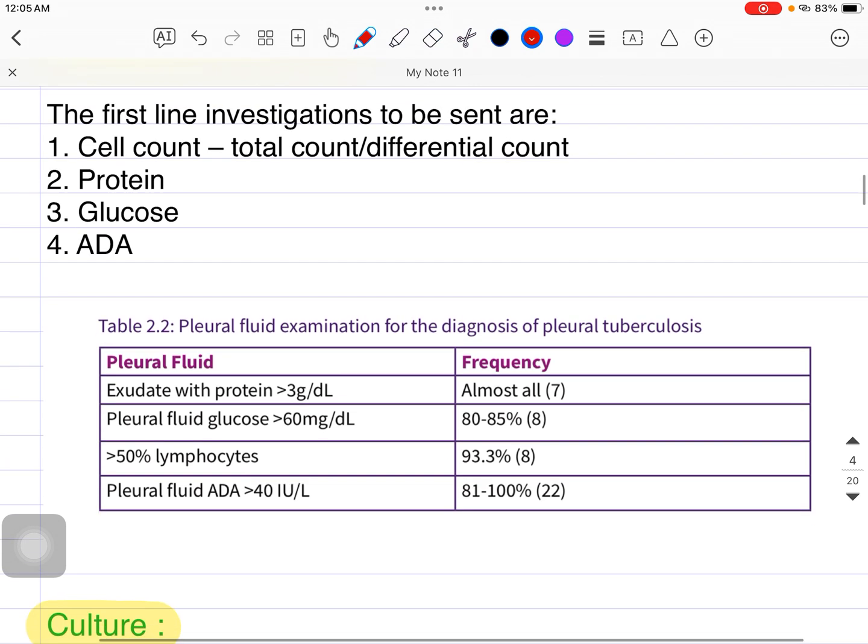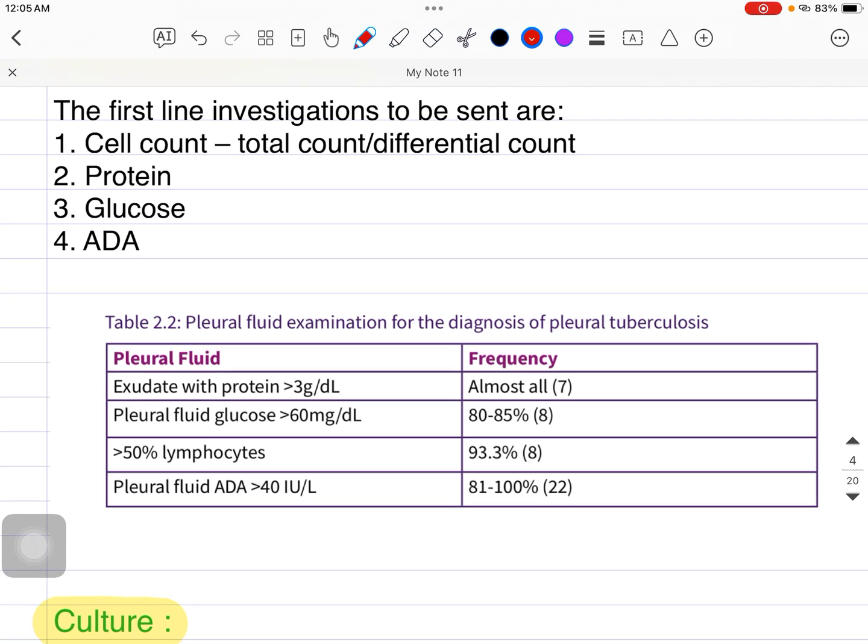So for example, in an exudate, if the protein is more than 3 gram per deciliter, then almost all the cases are saying that this is pleural tuberculosis. If the pleural fluid glucose comes out to be more than 60, then around 80 to 85% probability is there that the patient is having pleural tuberculosis. If there is more than 50% lymphocytes, then 93.3% chances are there that the patient is having tuberculosis, and if the pleural fluid ADA is more than 40, then also the chances are high that the patient might be having TB, or tuberculosis, right.